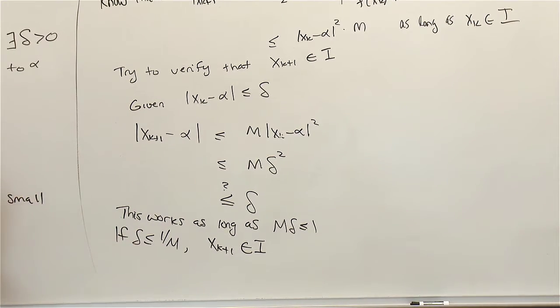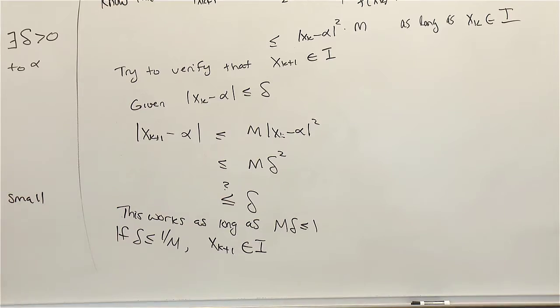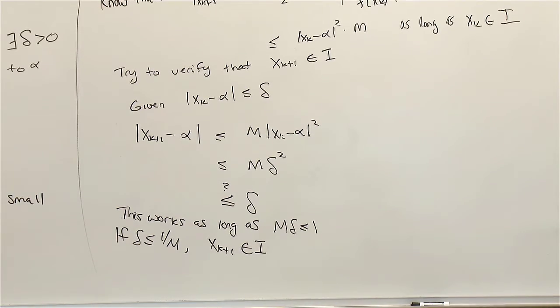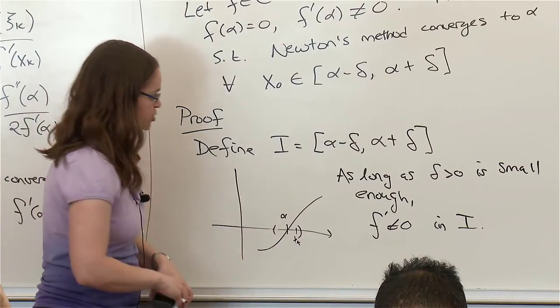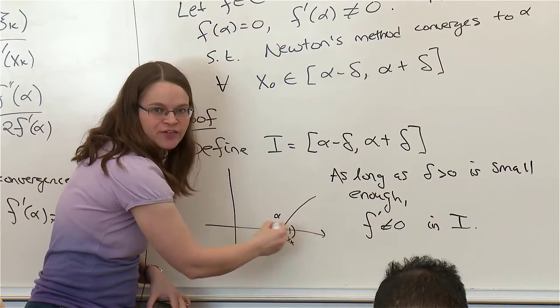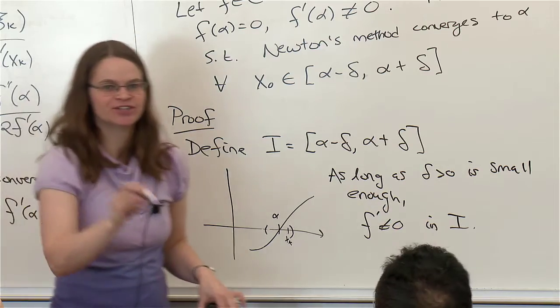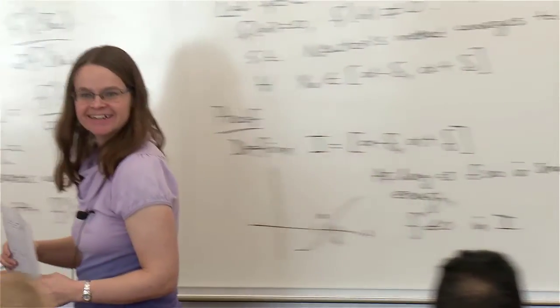Believe this? Okay, so we're in business. We have a method that is well posed. We stay in this interval. Now, we just need to make sure that we're not just bouncing back and forth in the interval and never getting closer to alpha. Was that your question? Okay, good. It was a good question.